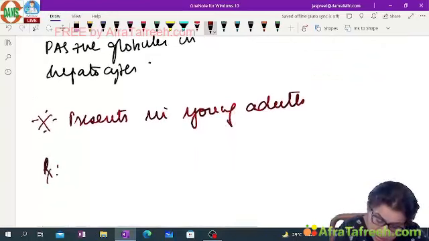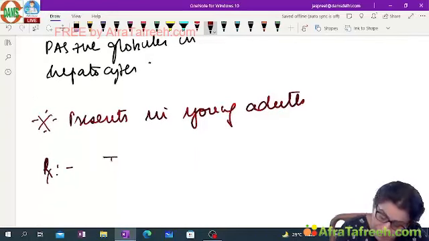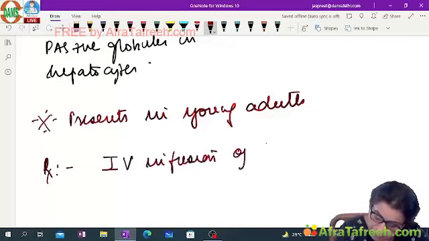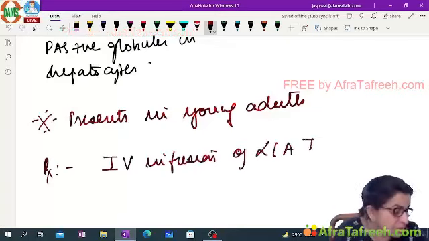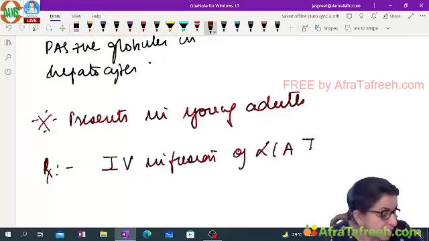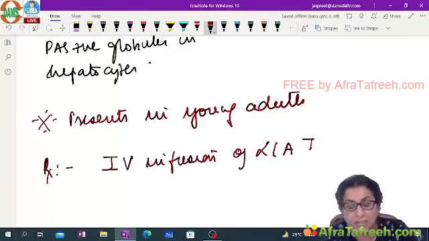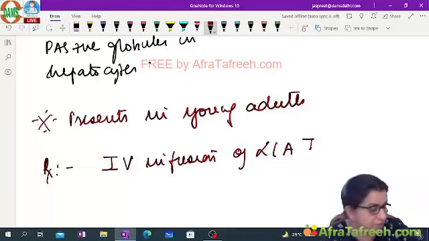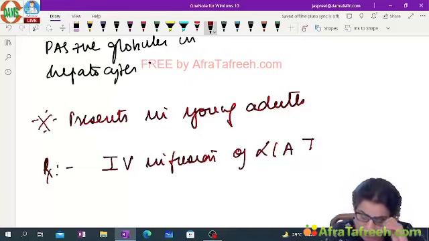Treatment is intravenous infusion of alpha-1 antitrypsin. So alpha-1 antitrypsin IV infusion has to be given. So this is alpha-1 antitrypsin deficiency.